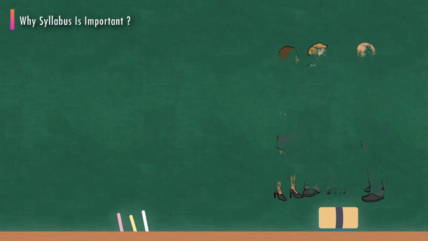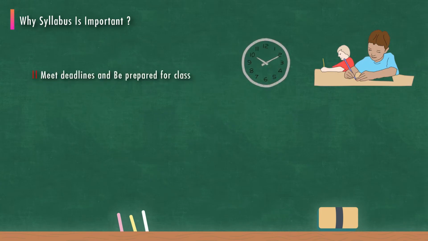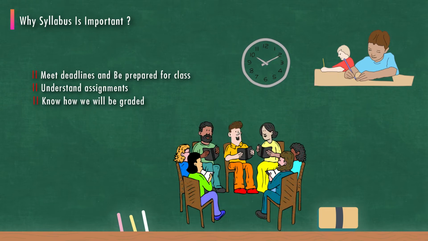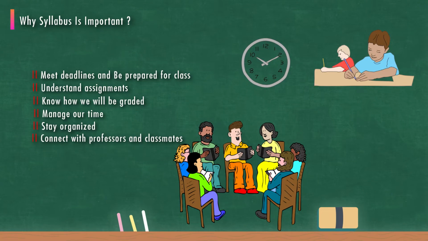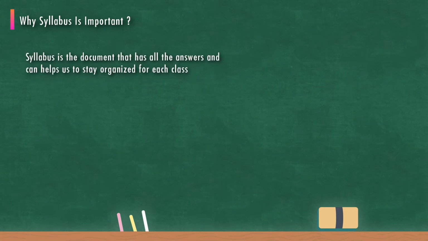The syllabus will help us to meet deadlines, be prepared for class, understand assignments, know how we will be graded, manage our time, stay organized, and connect with professors, teachers and classmates, etc. So the syllabus is the document that has all the answers and can help us stay organized for each class.